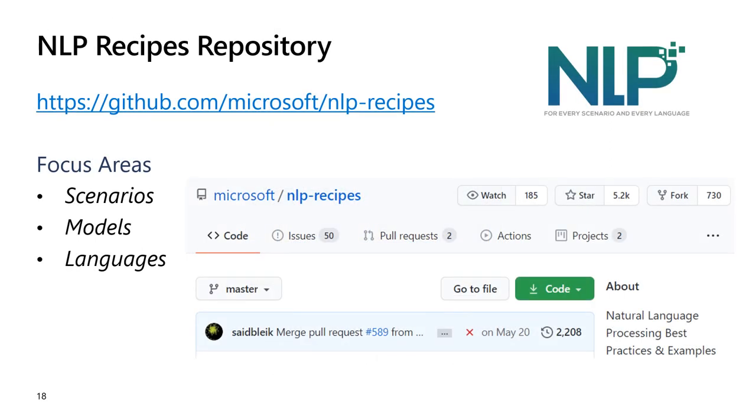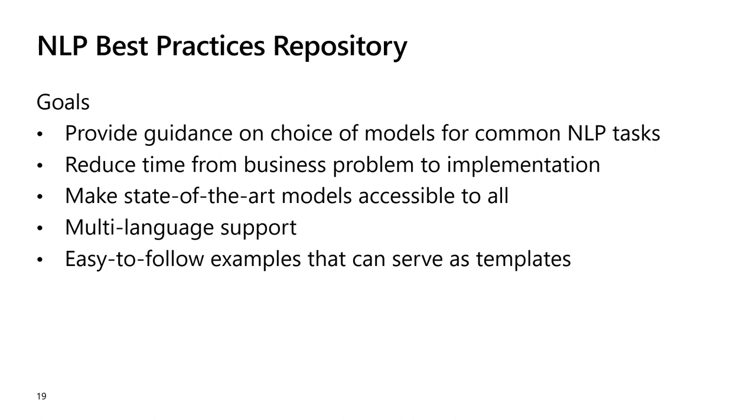So we have examples for the aforementioned scenarios, and we have examples for more scenarios in our NLP recipes. You can access our repo through the link provided on the slide, or simply search NLP recipes. The focus of our repository is scenarios, models, and language. With this NLP best practice repository, we want to provide guidance on choice of models for common NLP tasks. We also want to reduce the time from business problems to implementation, to make the state-of-the-art models accessible to all. We have multiple language support and easy to follow examples that can serve as templates.